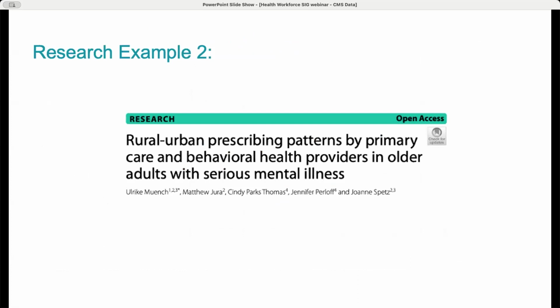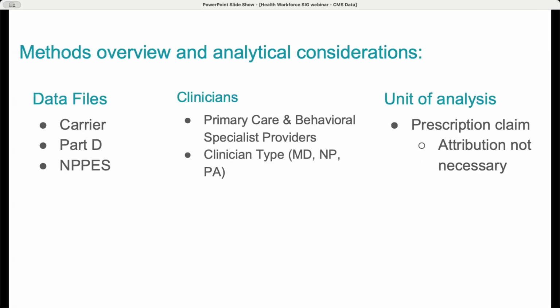In the second example, we are going to talk about rural-urban prescribing patterns by primary care and behavioral health providers in older adults with serious mental illness. Again, some of the key methodological points that I'd like to highlight here is that we'll use the carrier file, the Part D file in combination with the NPPES data. And for clinicians, we would like to look at primary care clinicians, but also behavioral health specialist providers, in addition to the clinician type, such as physician, nurse practitioner, and physician assistant. Our unit of analysis in this example was a prescription claim, so we don't need to worry or think about attribution for this example.